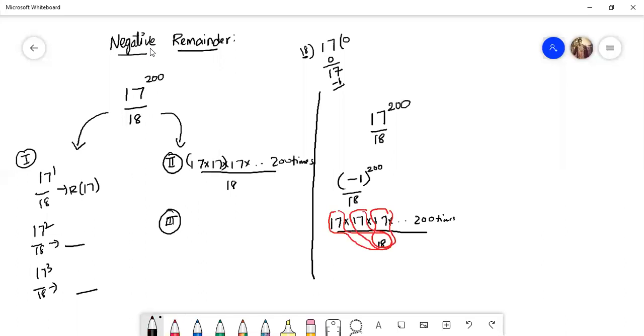So minus 1 whole power 200. Now you tell me, minus 1 whole power 200: minus into minus into minus, an even number of times, this will become plus 1. So this will be 1 by 18. So my remainder is 1.